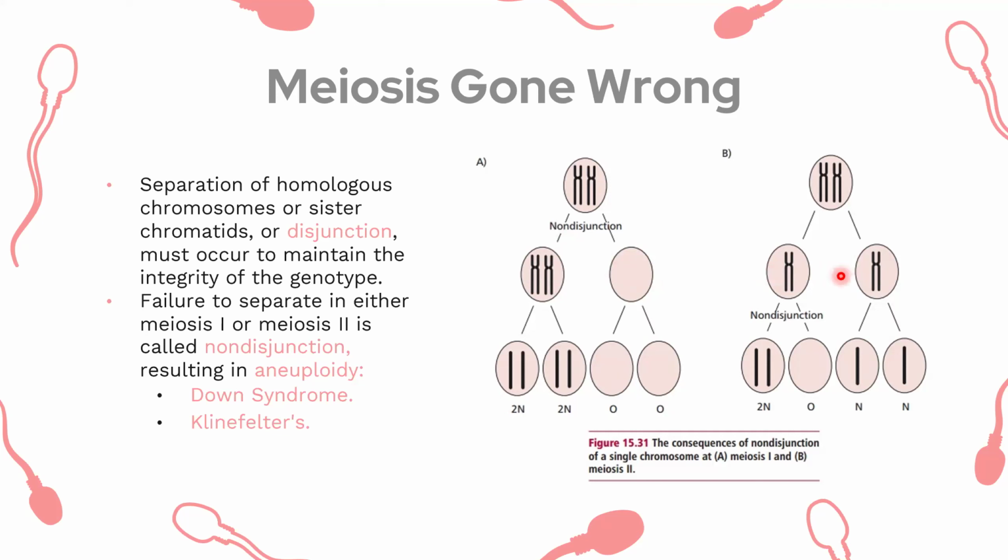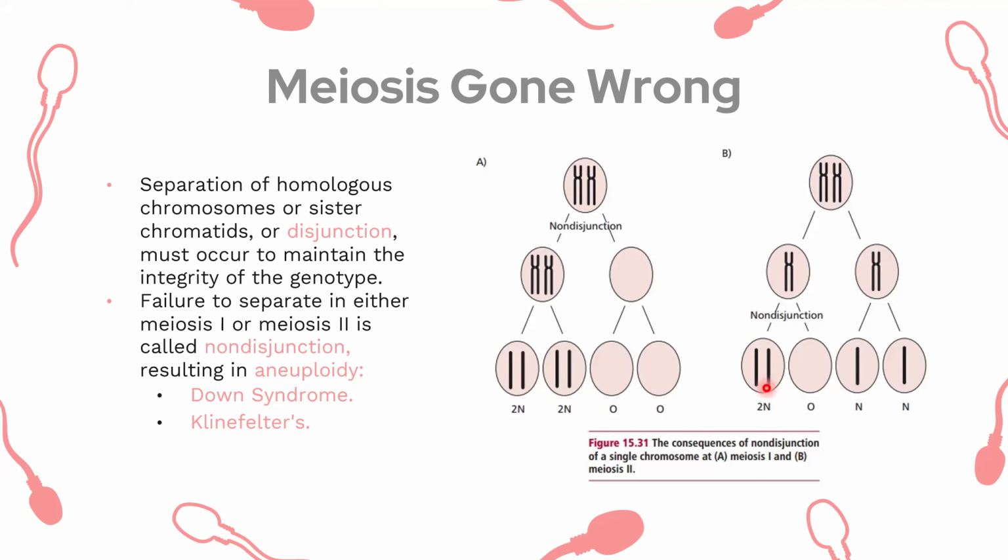On the other hand, we can have non-disjunction in meiosis 2, where we do have normal meiosis 1, right? 2N cells. But when they split, something happens where instead of me getting 2 haploid cells like normally here, I'm going to have 1 diploid cell and 1 cell with nothing. So this cell that doesn't have anything typically is incapable of actually fertilizing because it doesn't have any genomic material. However, these cells that are 2N can actually cause fertilization.